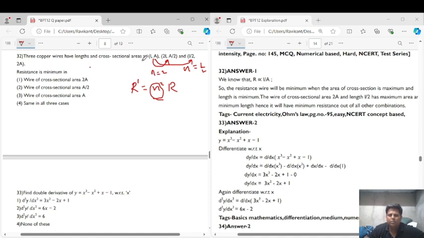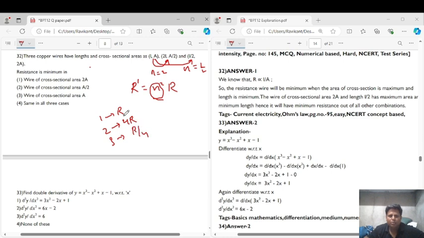So for the first wire, if the resistance is R, for the second wire the resistance will be equal to 4R. Now in the third wire the length is made half, keeping the volume constant, it means the wire is being compressed, so the thickness will be more. The factor by which the length is changing is 1 by 2. So the new resistance will be 1 by 4 times. So for the third wire the resistance will be equal to R by 4.